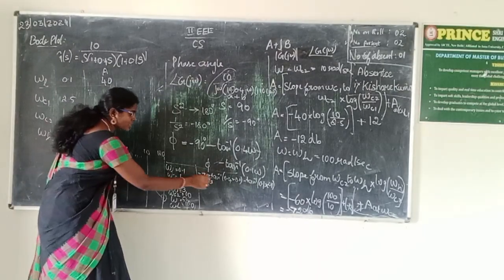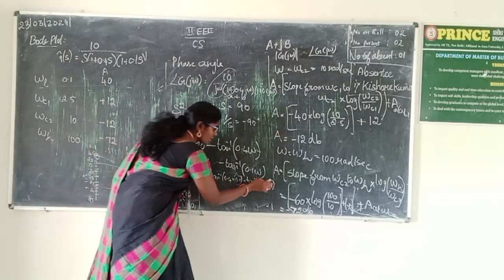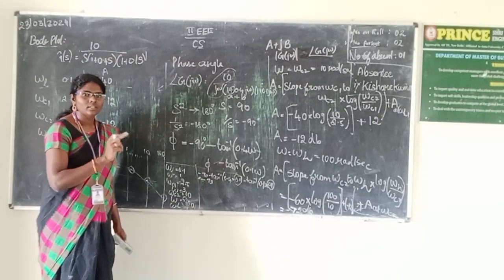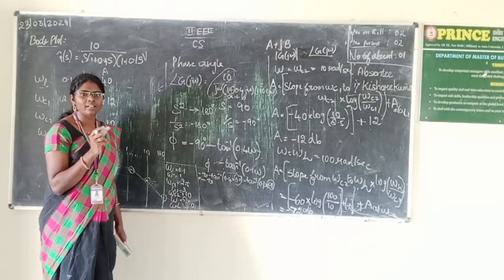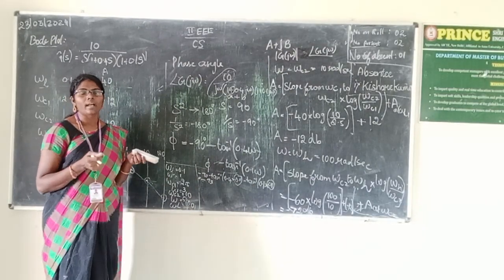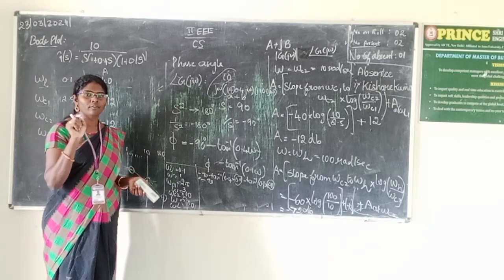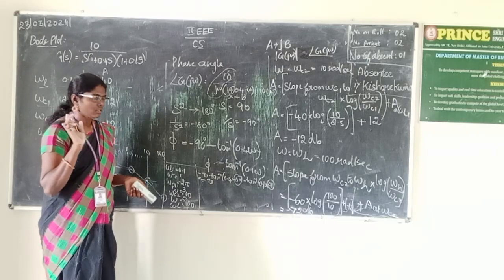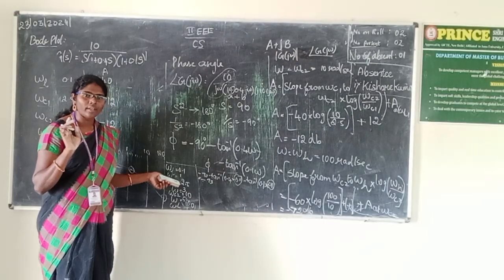Next, substitute 1 in place of omega. Just change this alone, no need to delete everything. Just go back, press the left arrow in your calculator and change that 0.1 into 1. What is the value of phi?